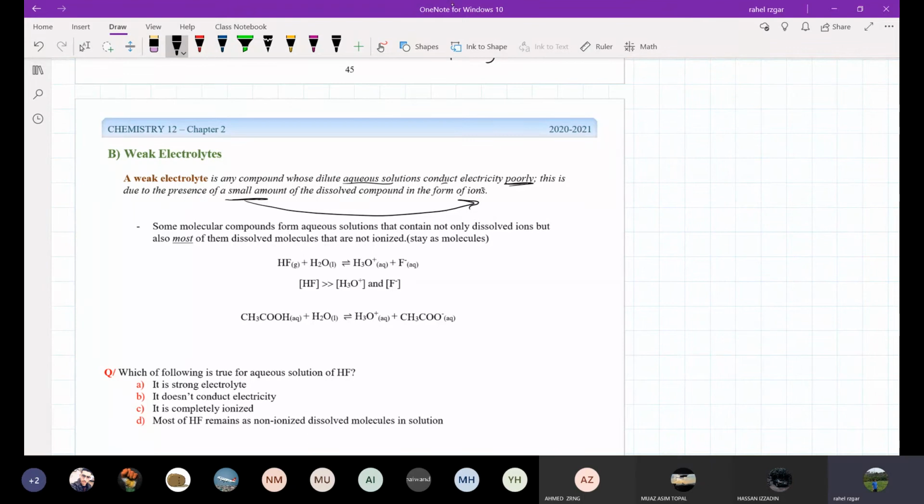Some molecular compounds form aqueous solutions that contain ions, but not only dissolved ions. Most of them also dissolve as molecules that are not ionized.